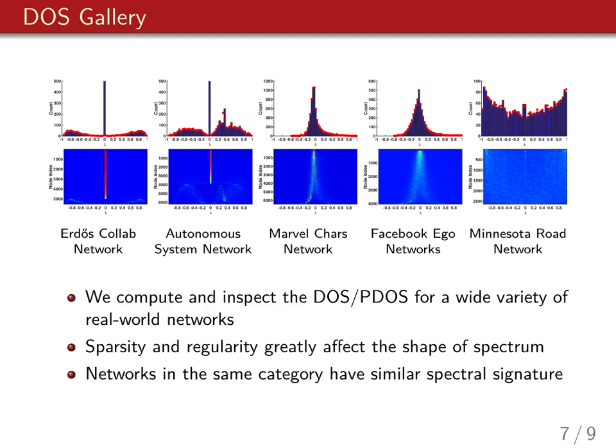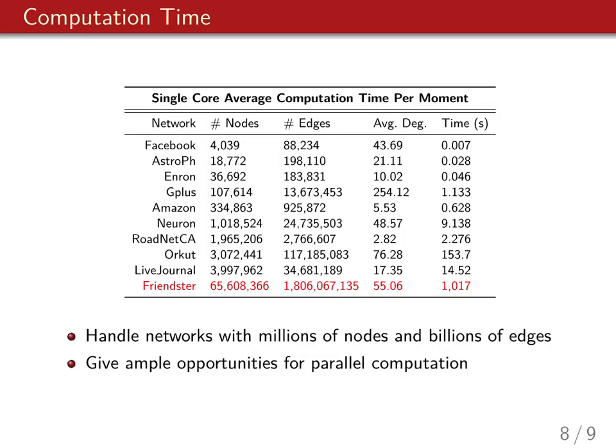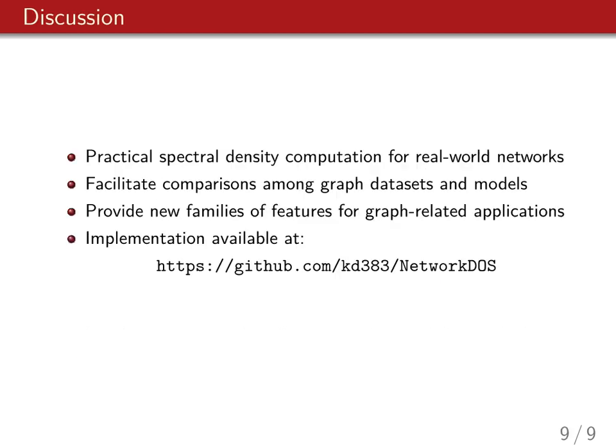We observe distinct shapes of spectrum across categories, greatly affected by the sparsity and irregularities of the networks. On the other hand, networks within the same category often have very similar spectral signature. Here is a table showing our computation time per moment on a single core. Our highlight is the Friendster online social network, which shows our methods can handle datasets with millions of nodes and billions of edges. In addition, they give ample opportunities for parallel computation.